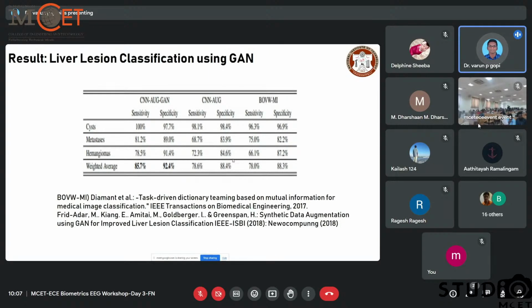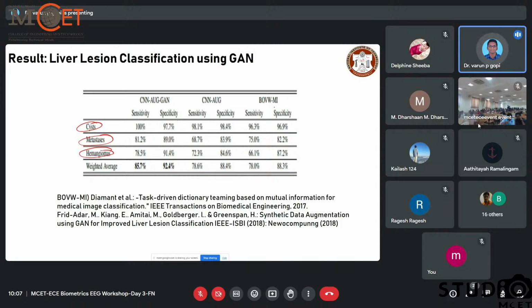You may have a doubt whether going with CycleGAN will give a better result or not. So let's see with an example. There is a publication in IEEE Transactions on Biomedical Engineering in 2017, from a team in Israel. They did research on liver lesion classification using GAN. They considered cysts, metastasis, the cancer, and hemangiomas, that is a benign tumor.